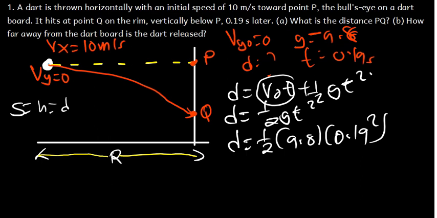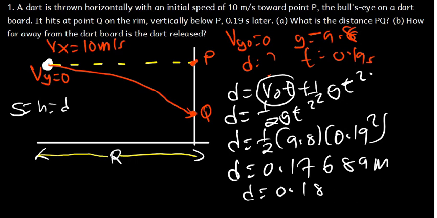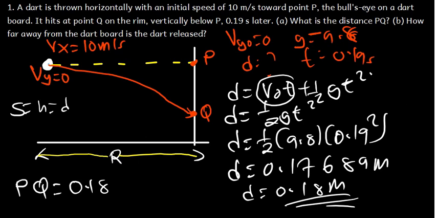Okay, so this times 0.5, because 1 over 2 is 0.5. So I'm getting my distance to be 0.17689 meters. I can round it off and say it's 0.18 meters. As simple as that. So this is my distance PQ. So my distance PQ is 0.18 meters.